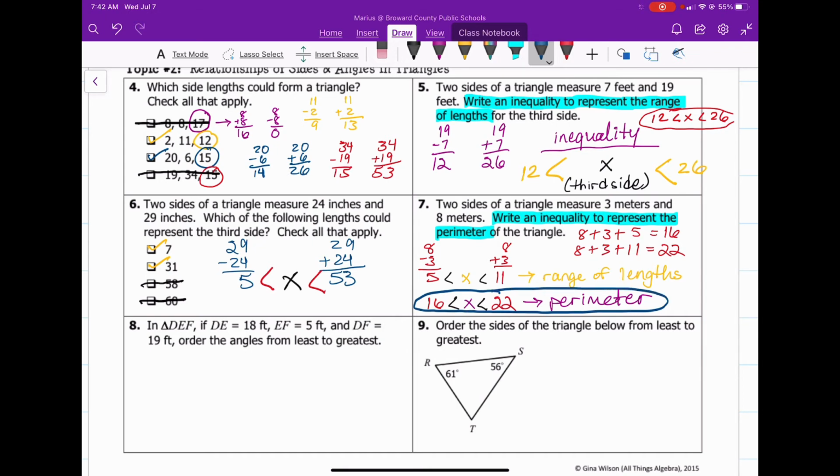All right, number 8. In triangle DEF, DE is 18 feet, EF is 5 feet, and DF is 19 feet. Order the angles from least to greatest. Now, as you can see in number 8, they didn't give us a diagram, so we should just draw our own.